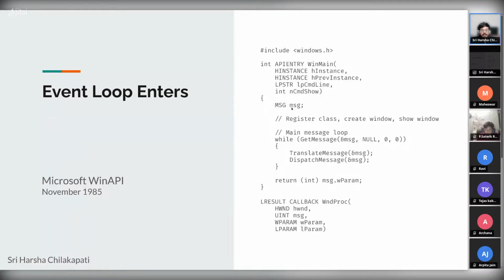Here you can see there is a declaration of a structure called MSG. So MSG is a struct. An instance of it is being declared here, and there is a loop. What this loop does is get a message, and inside it there are two functions: TranslateMessage and DispatchMessage, and it returns. And there is one more callback function called WndProc. We don't need to go completely into the details of this. The messages are declared here.